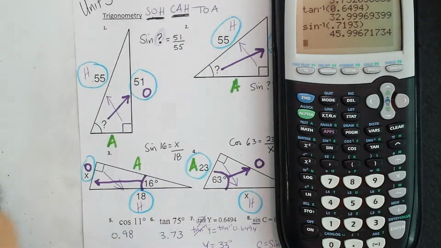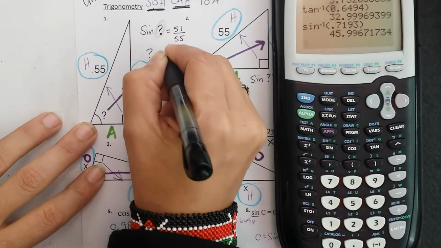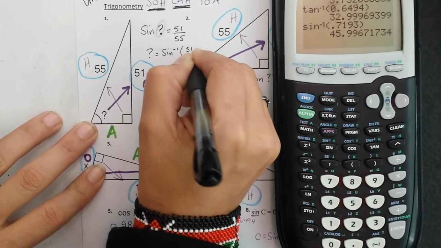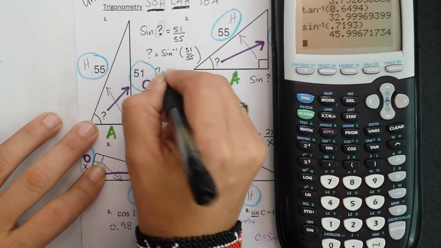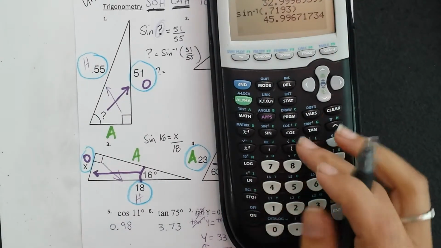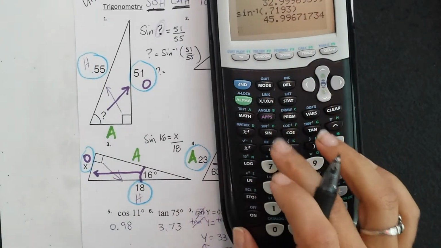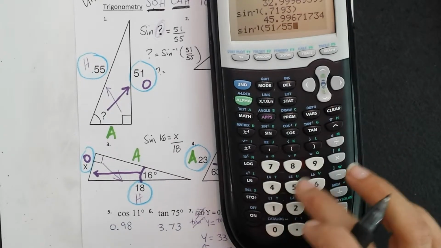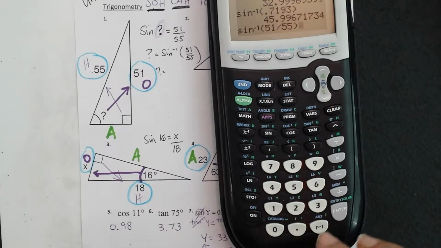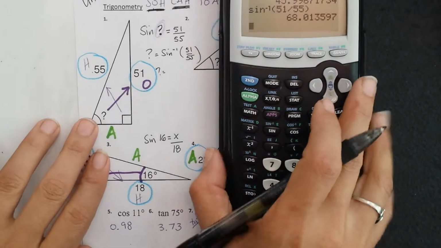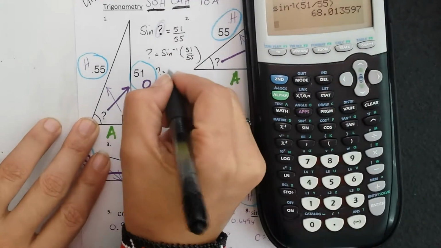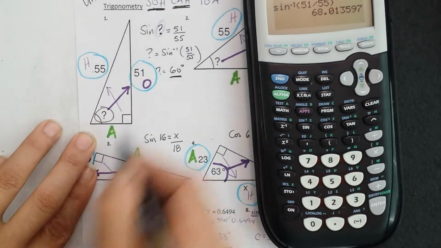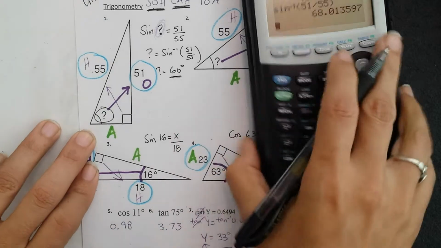So this is really saying question mark equals the inverse of sine of 51 over 55. So you simply go to the inverse, which is going to be second, because I want to get the blue, of 51 divided by 55. Don't forget to close it. Equals. All right, so let's do it to the nearest degree, 60 degrees. So what we're saying is that question mark here is really 60 degrees. Okay, let's do the next one.